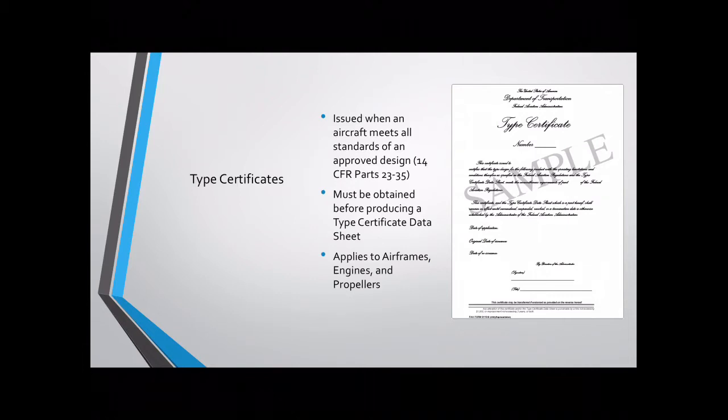Now this has to be obtained before we can produce a type certificate data sheet because the two really go together, and you'll see how that works in just a minute. But these type certificates are important because they apply to airframes, engines, and propellers. All three will have to have a type certificate if they're going to be used on a certificated aircraft.